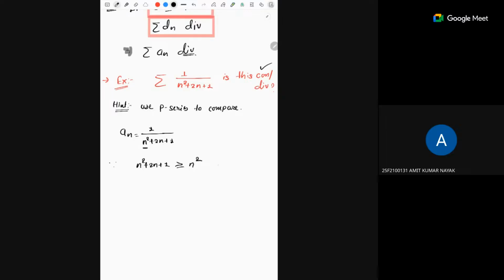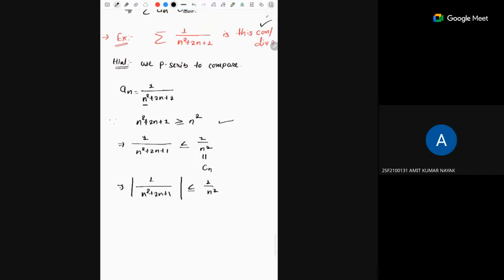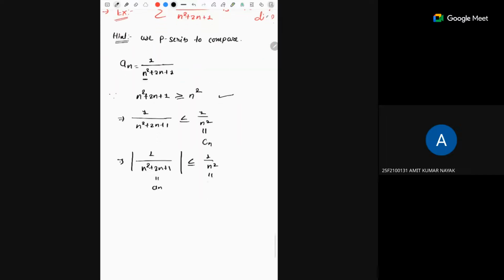This particular fact, right? So as we take the reciprocal, we know that the inequality will change. So that means the value 1 upon n square plus 2n plus 1 is actually less than or equal to 1 upon n square, right? So now this 1 upon n square will work as a Cn. Again there is nothing special about modulus because here everything is positive. So we can say that modulus of 1 upon n square plus 2n plus 1 is also less than or equal to 1 upon n square. So this is your an, and this will work as a Cn.